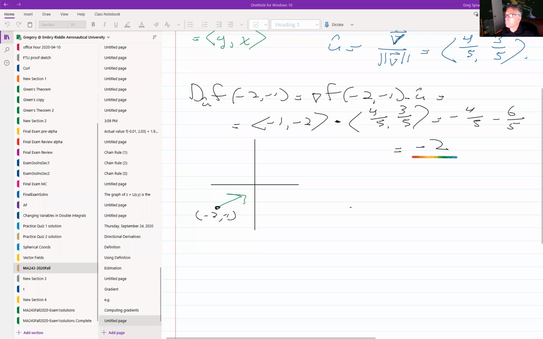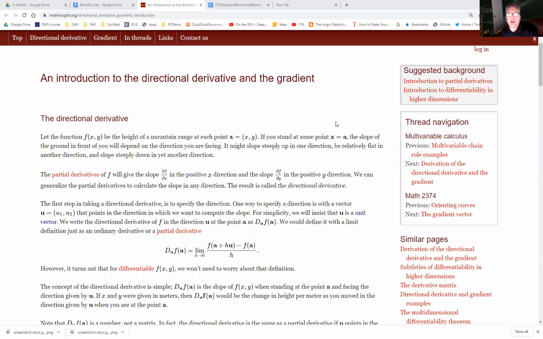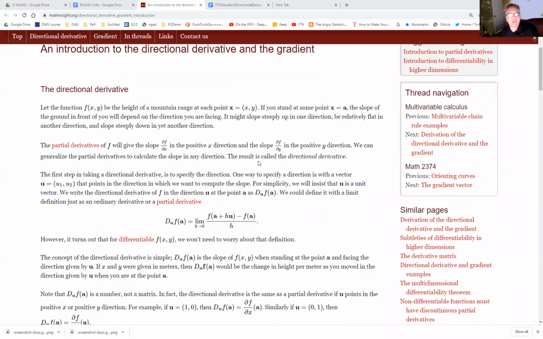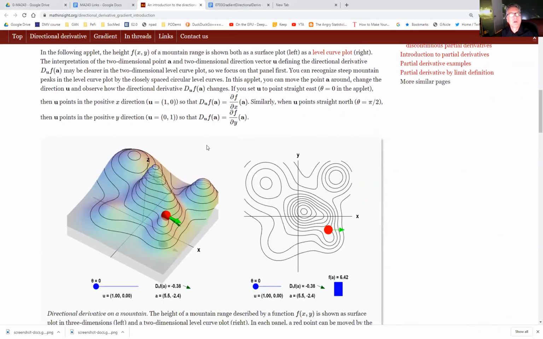In this video, I will continue with directional derivative and gradient. Actually, let me show you an applet first. I'm going to send you a link to this, and I hope you experiment with it yourself. Before the applet, there's an excellent introduction to directional derivative and gradient. So I hope you read that.